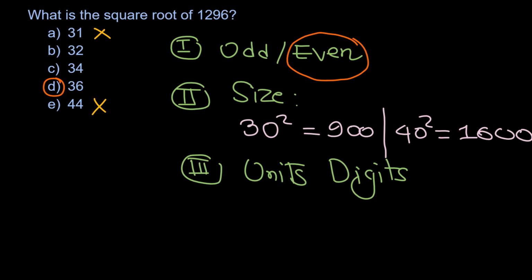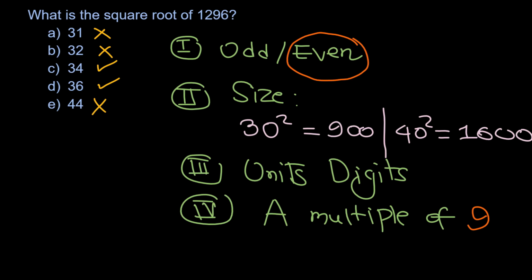But if you don't, you can use the units digits. The units digit of 32 squared must be 4. So that's out. The units digit of 34 squared must be 6, and the units digit of 36 squared must be 6 as well. So C and D are still good. And finally, since the number is a multiple of 9, its square root must be a multiple of 3, leaving us with only one answer choice, D, the correct square root of 1296.